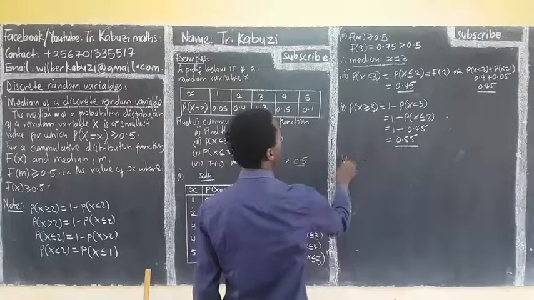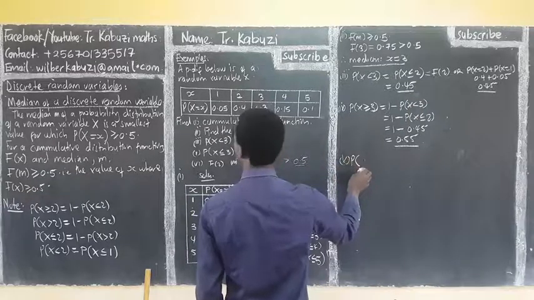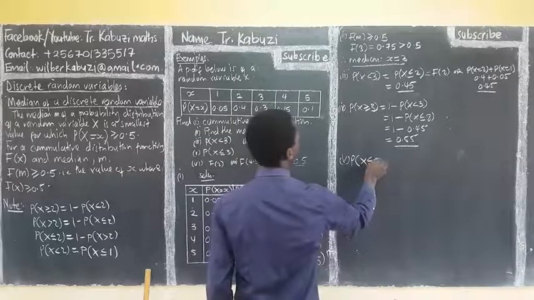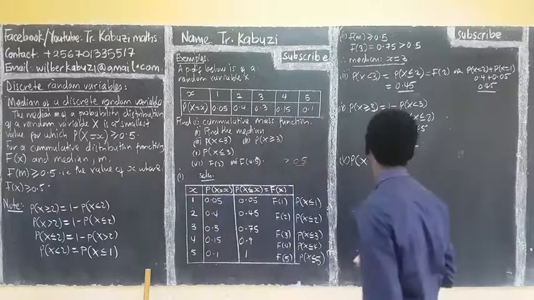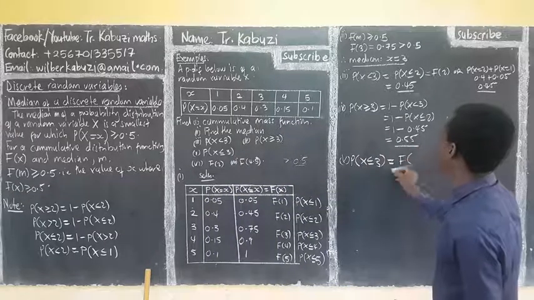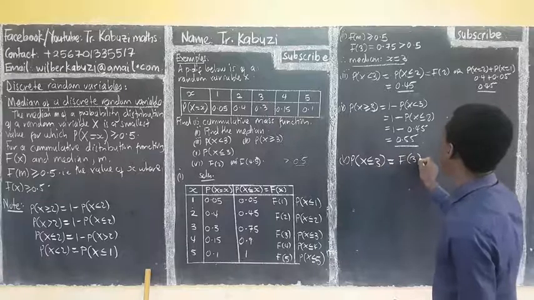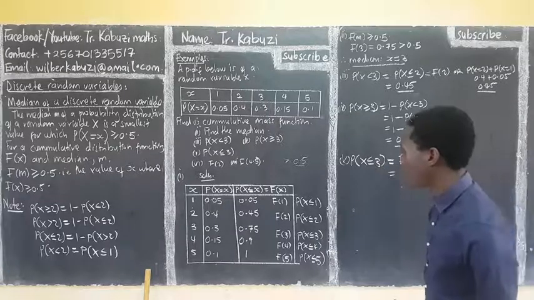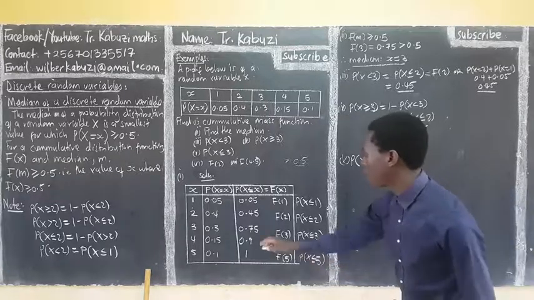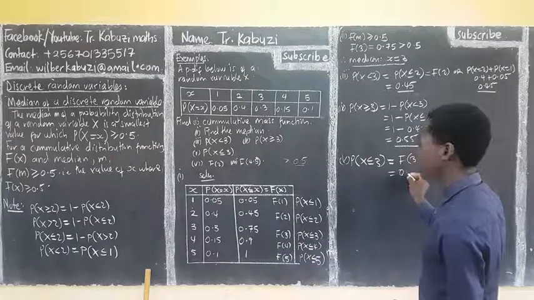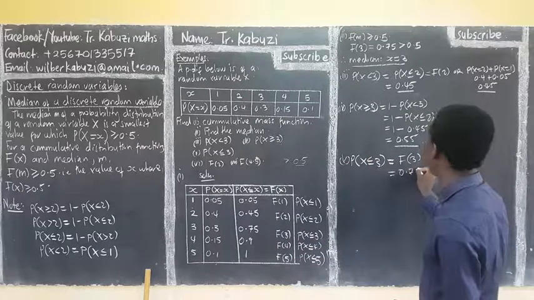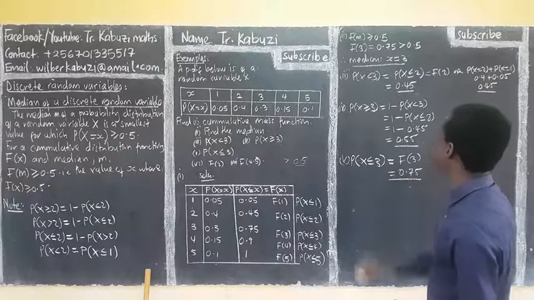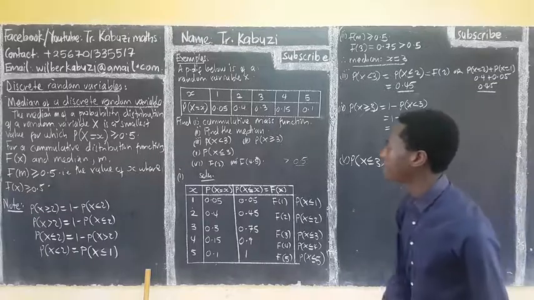Number 5, I want probability when x is less or equal to 3. This one is capital F of 3. And capital F of 3 is just 0.75. Now this is how you can get this probability when you have this probability mass function.